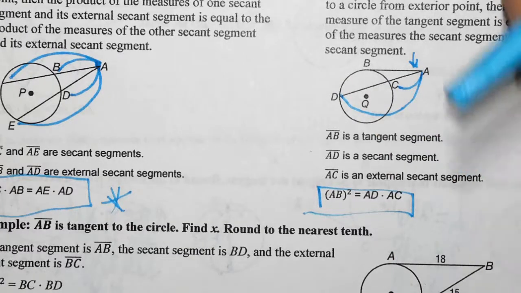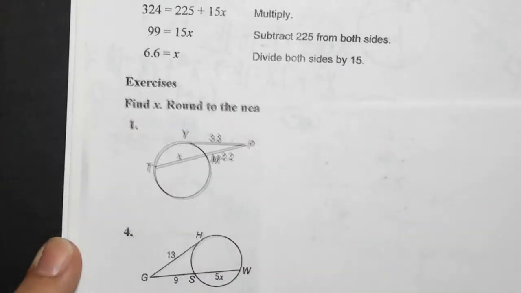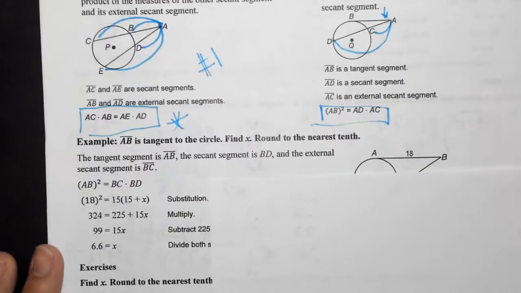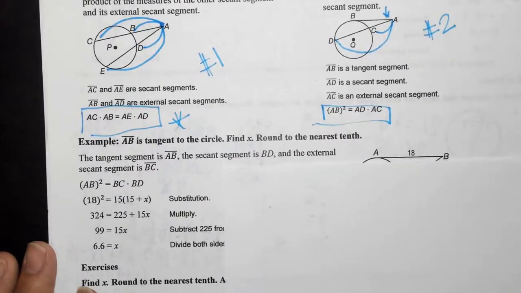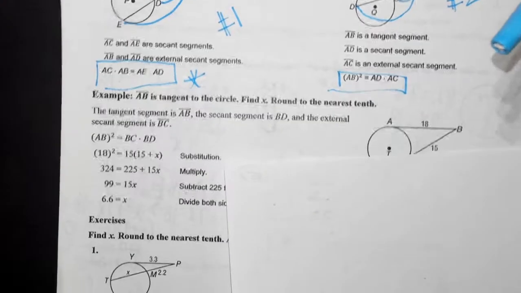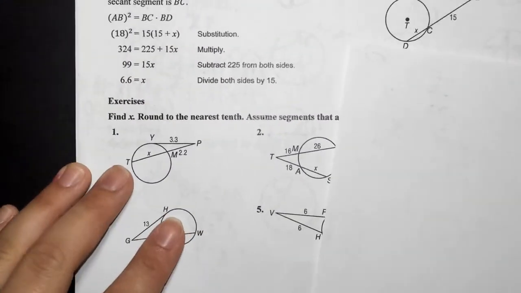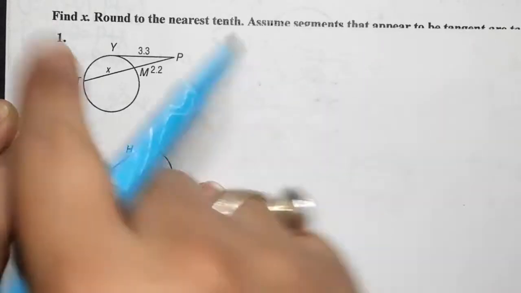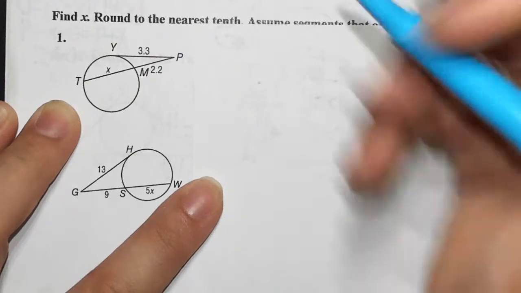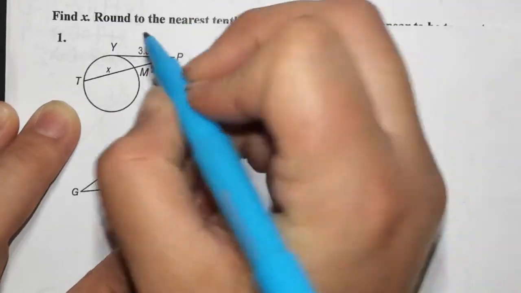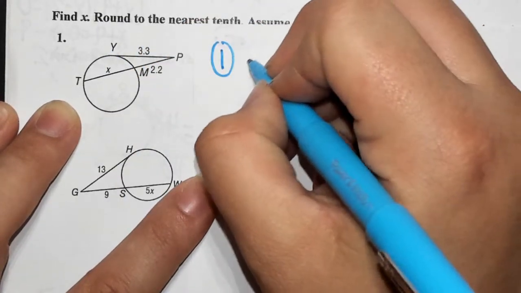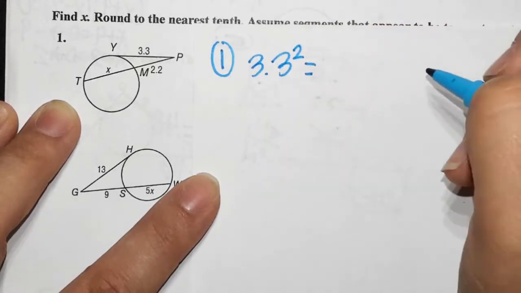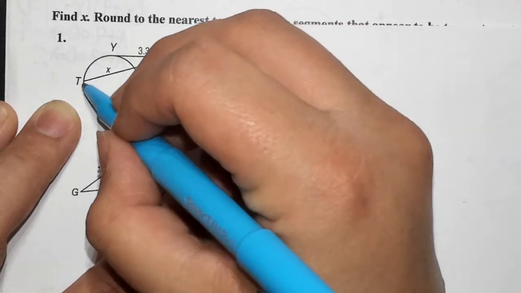So let's do an example. This is scenario number 1. This is scenario number 2. Look at example 1. Is it 1 or 2? Huh? 2. Because it's a secant and a tangent. So we have to find x. Well, in order to do that, I have to take the tangent line and square it. So 3.3 squared is equal to the whole over here.